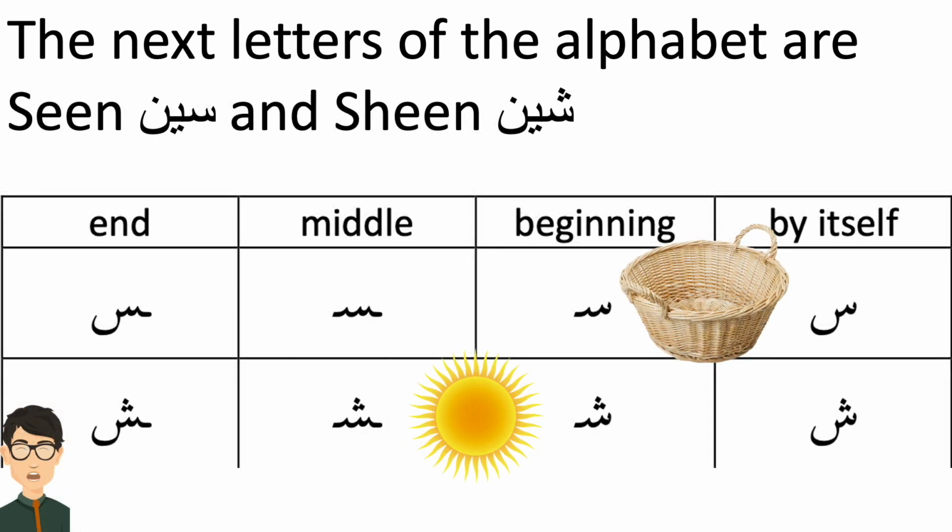The next letters of the Arabic alphabet are seen and sheen. Seen is the equivalent to the letter S. Sheen is equivalent to the combination of S and H, as in she. Now, seen and sheen look very similar to one another, and seen has no dots, and sheen has 3 dots on top. Seen as in salla, which means a basket. Sheen as in shams, which means the sun.